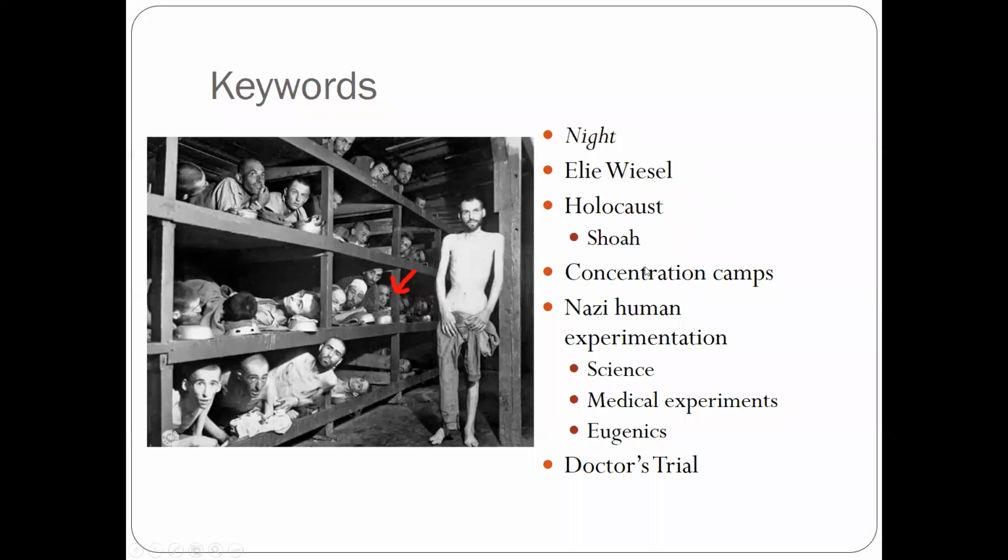So if you want life in camps, if you want stuff about dehumanization, you can even talk about the doctors' trial, where the Nazi doctors who experimented on the Jewish victims were put on trial after the end of the Second World War. So there's a lot you can do. And there's a picture of your author, Elie Wiesel. That's him there, the little red arrow next to him. So again, we can go ahead and use these keyword terms.